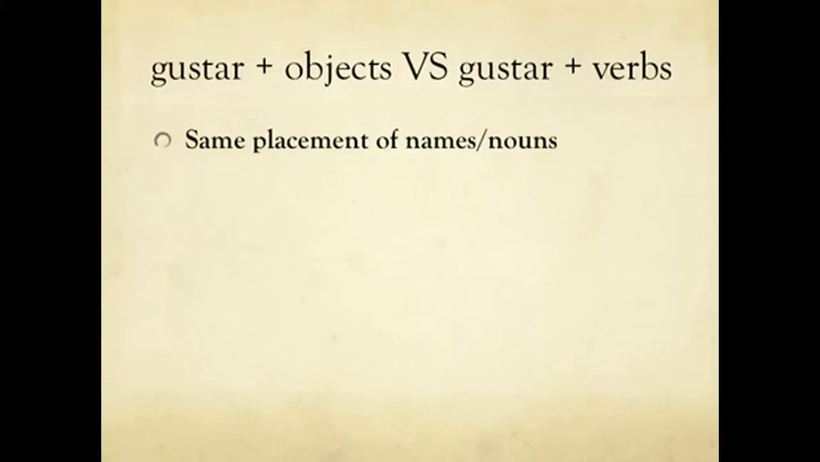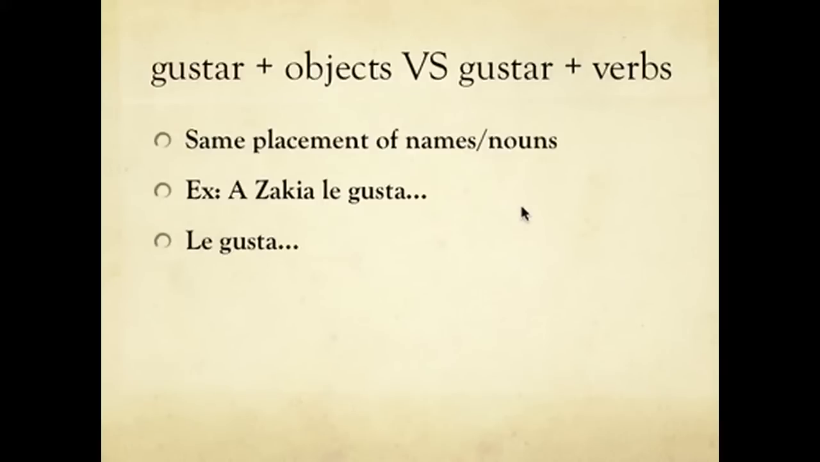Okay, so same placement of names and nouns like we just went over. So when you begin talking about a person or persons, you need to clarify who they are. In particular, when you use le or les, because that could also mean you formal or you all formal. So, a Zakia le gusta. So if we keep talking about Zakia, you can shorten that to le gusta.